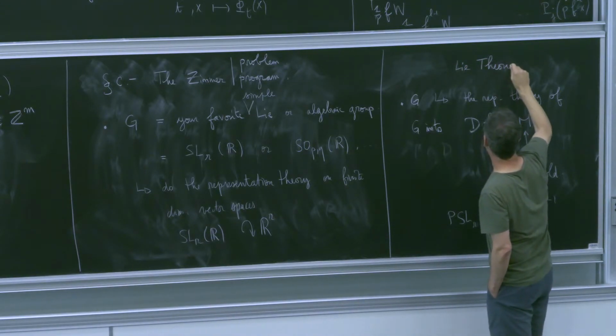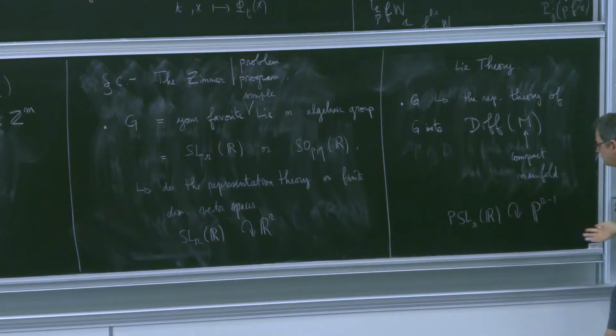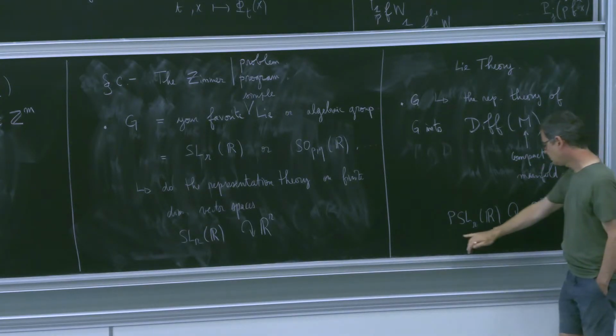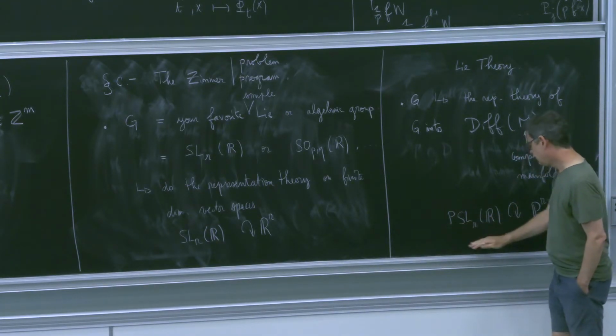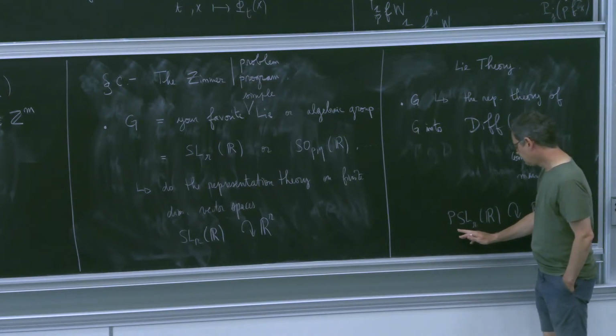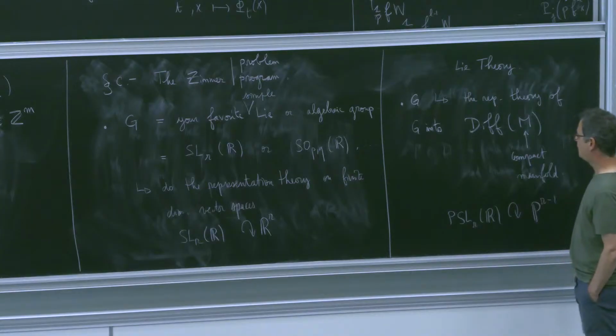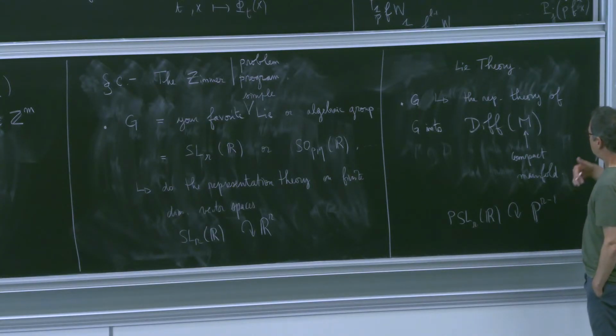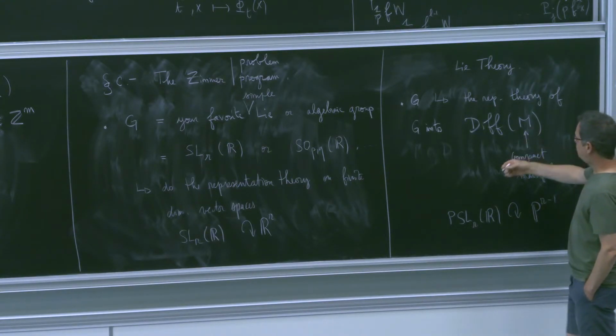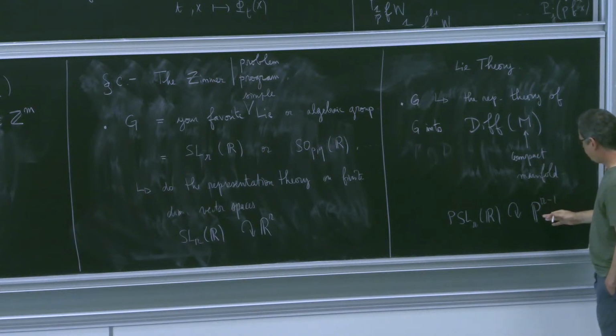Okay, so the theory of Lie groups acting on manifolds tells you, I can prove it if you want, this one is easy, tells you that the group PSL_R does not act almost faithfully on a compact manifold of dimension strictly less than R minus 1.